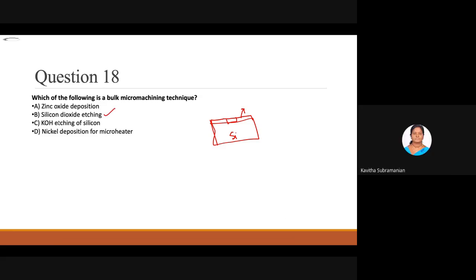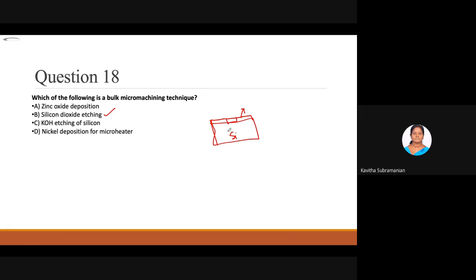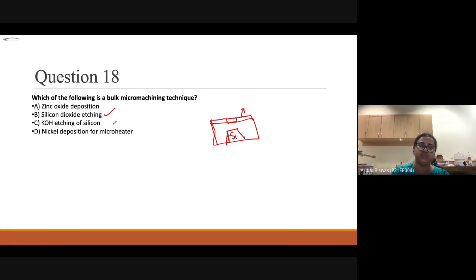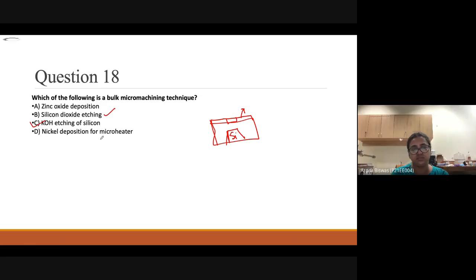But if we use the KOH solution to etch the silicon, it makes an angle of 54.6 degrees at the bottom only. Yes, KOH etching of silicon, so this is the right option. And the last one, ma'am, nickel deposition for microheater, that is also surface. Yes, because when we are doing surface micromachining, we deposit the nickel, and then we go through the photolithography process and pattern. Okay.